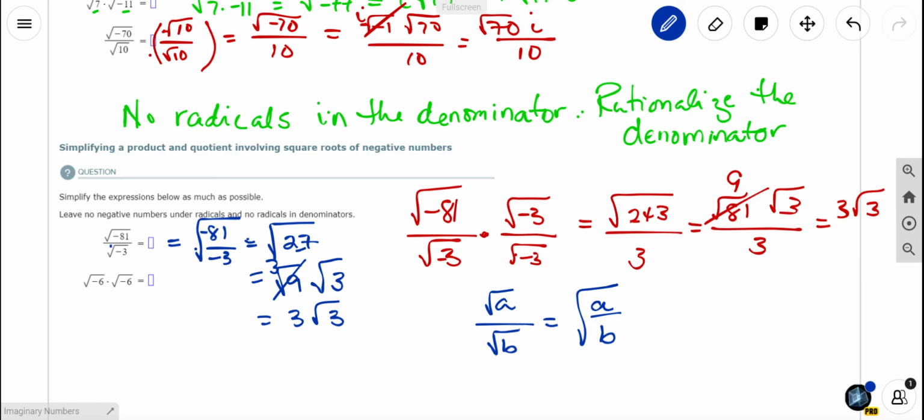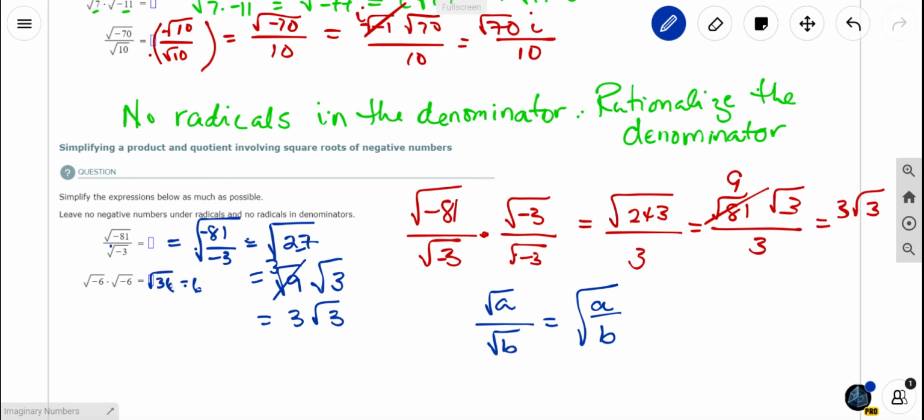The square root of negative 6 times the square root of negative 6, you guys, is tempting. It looks as if it would be negative 6. Don't be tempted to do that, because there is a negative there. It is going to be the square root of 36, which is 6.